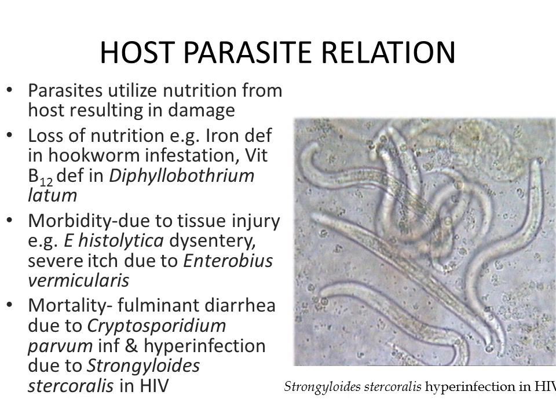Morbidity due to tissue injury. Example: Entamoeba histolytica, dysentery, severe itch due to Enterobius vermicularis. Mortality: fulminant diarrhea due to Cryptosporidium parvum infection, and hyperinfection due to Strongyloides stercoralis in HIV.